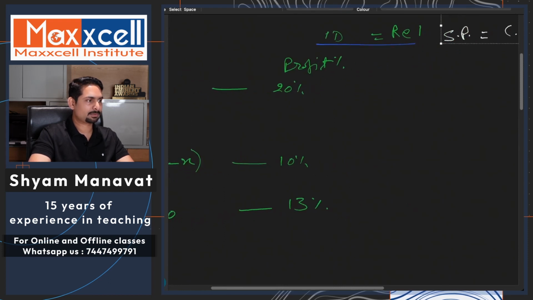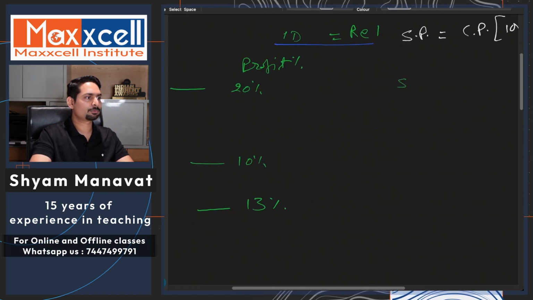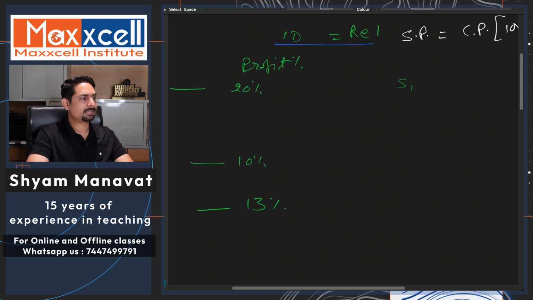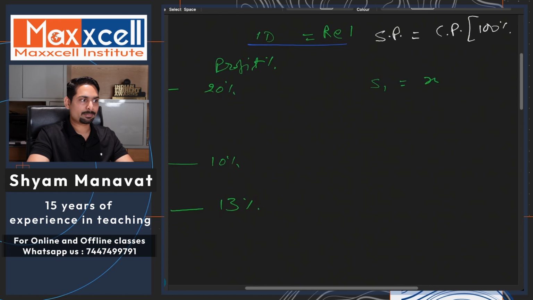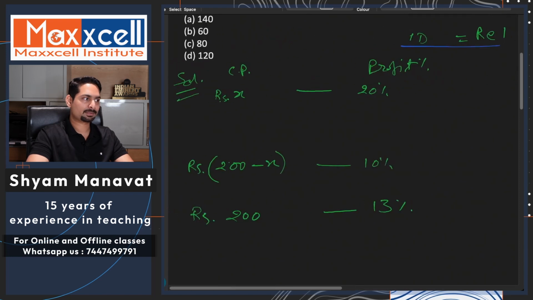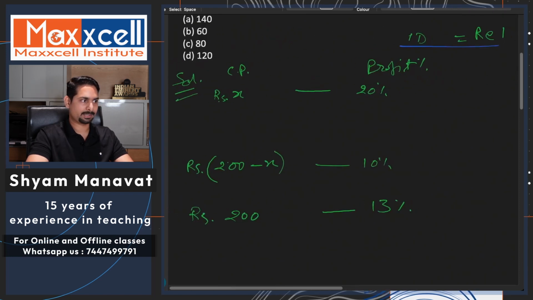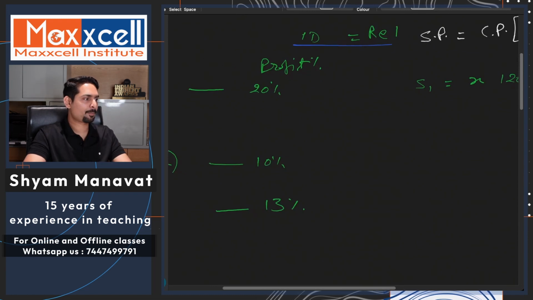the selling price for this, let me call this to be S1. That is equal to cost price, which is X, profit, which is 20%. So 100 plus 20 will give you 120%. Okay. This is for the first quantity X. So selling price, total selling price, I am considering S1.